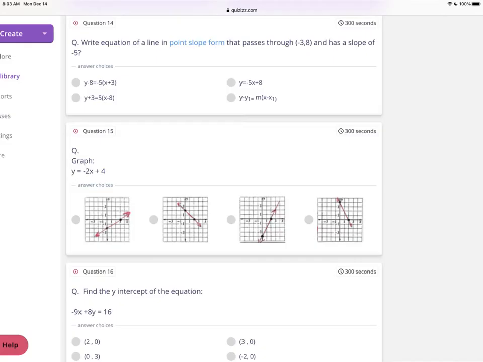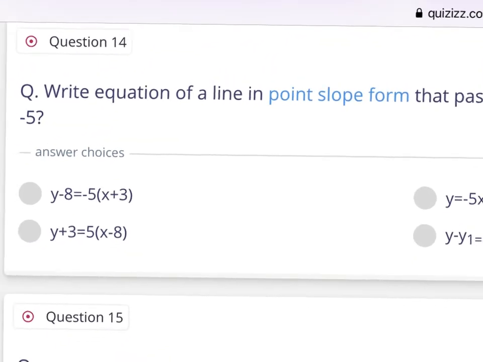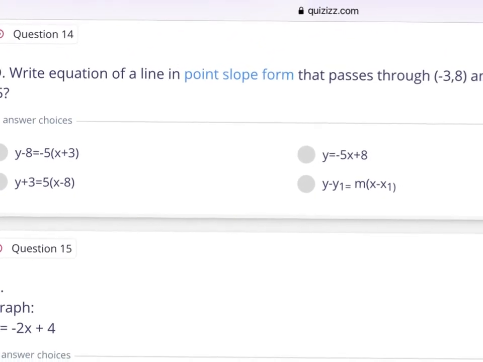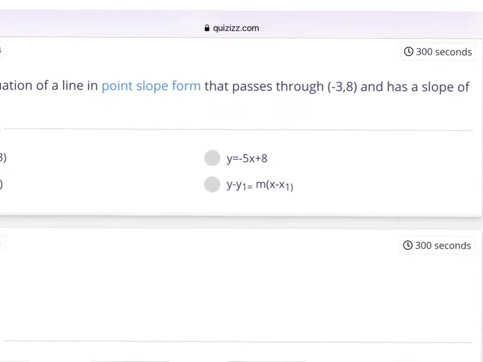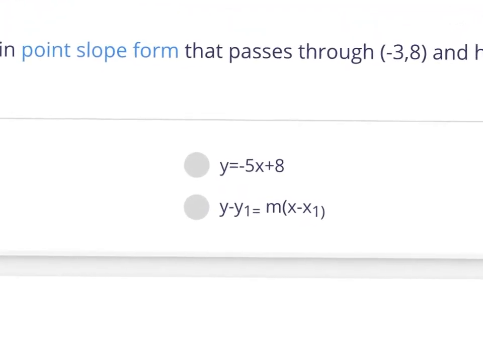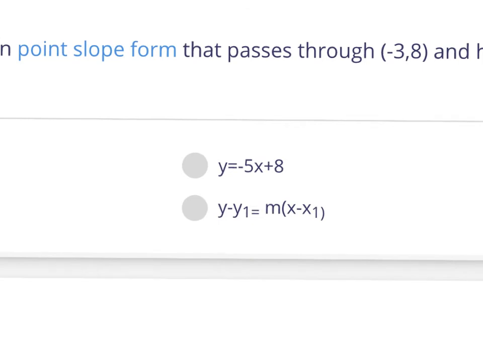Nice and easy. Number 14, this one's a little bit more interesting. It says, write an equation of a line in point slope form that passes through the point and has a slope of -5. Okay, so let me write down the information. Has a slope of -5. The m equals -5. That's very important. And we also know that it passes through this point, which is an x and a y value. That's very important. And we know that we need this in point slope form.